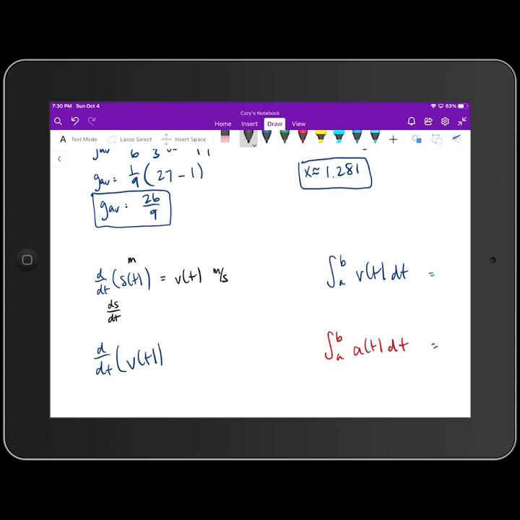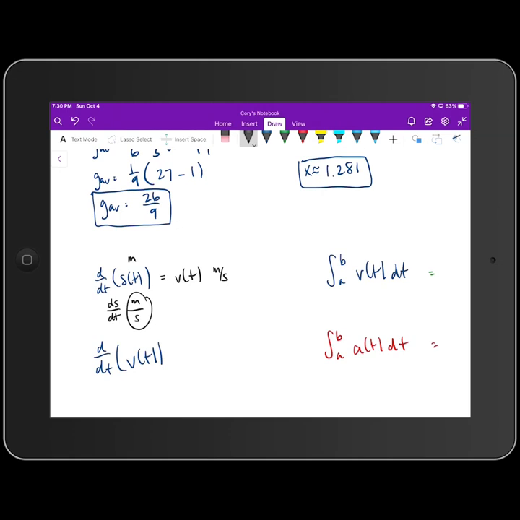So the unit of measure of the numerator, s, is going to be measured in terms of meters, and the unit of measure of the denominator, time, is measured in terms of seconds. So that's why when we differentiate position, our resulting unit is going to be meters per second.